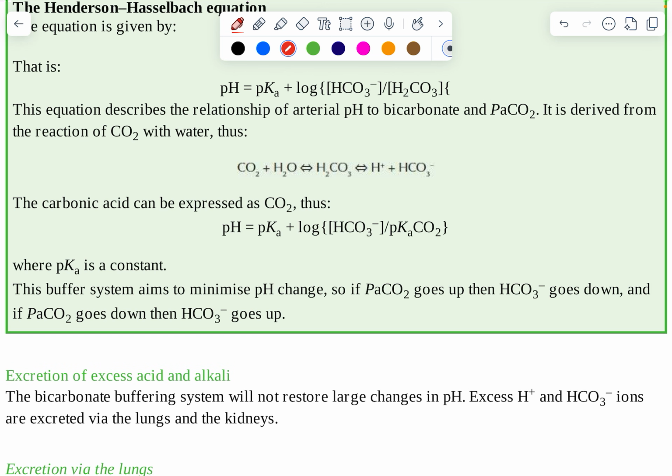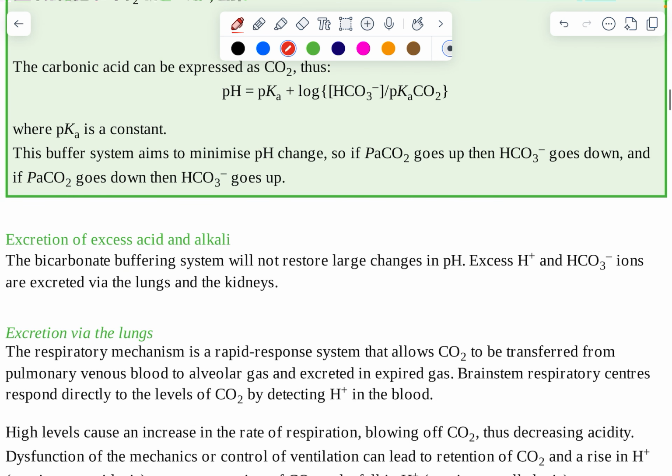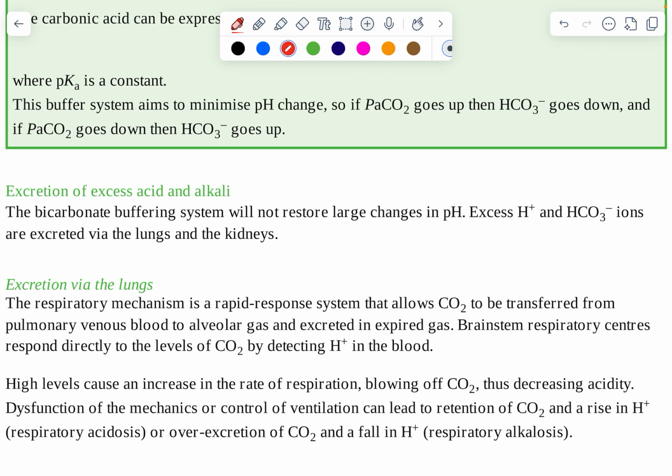Carbonic acid is not bicarbonate. If PCO2 goes up, then carbonic acid goes to bicarbonate. The bicarbonate buffer system will not restore changes in pH. Excess hydrogen and bicarbonate ions are excreted via the lungs and kidneys.